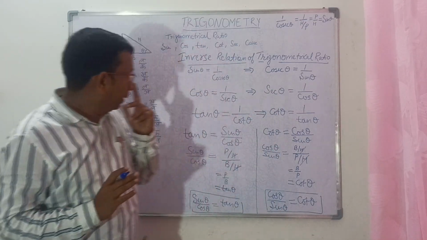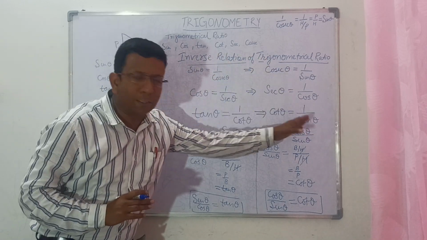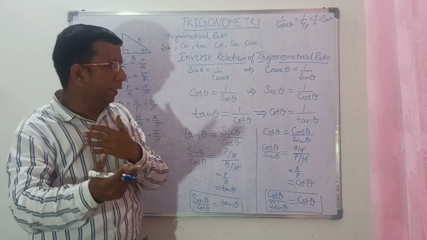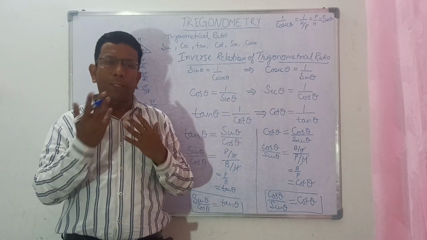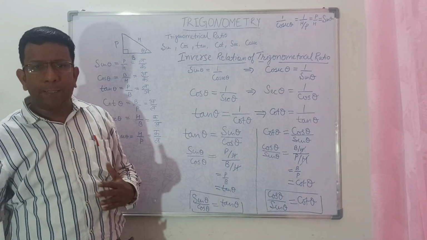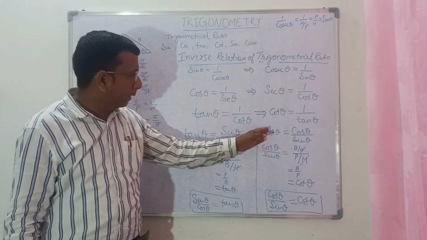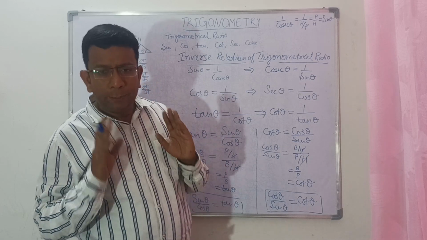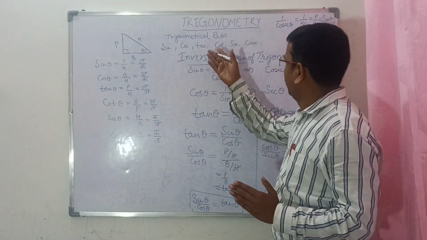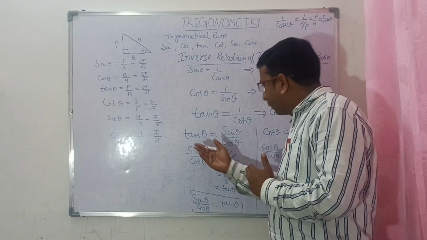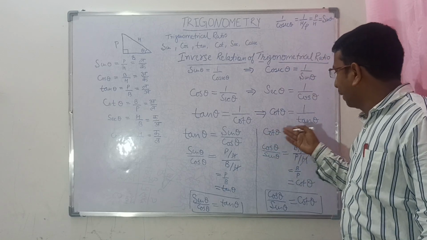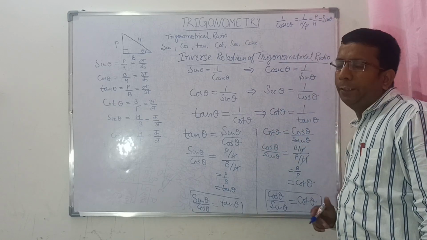You know that these are inverse relations: sine and cosec are inverse to each other, cos and sec are inverse to each other, tan and cot are inverse to each other. Tan is equal to sine by cos and cot is equal to cos by sine. In today's lecture, we learned about the inverse relations of trigonometrical ratios and that tan theta is equal to sin theta by cos theta and cot theta is equal to cos theta by sin theta.